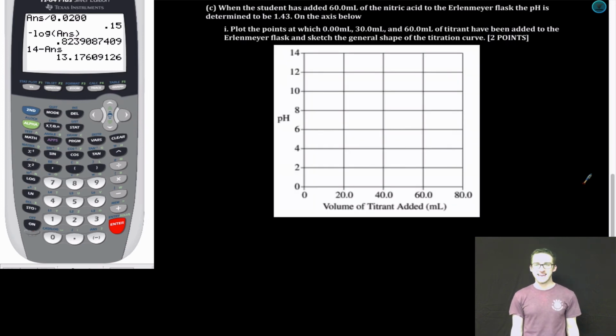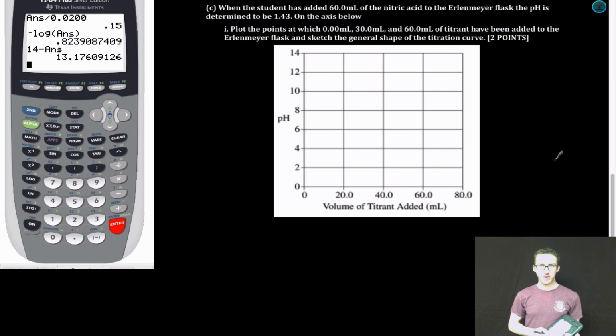When the student has added 60.0 milliliters of the nitric acid to the Erlenmeyer flask, the pH is determined to be 1.43. On the axis below, subpart I, plot the points at which 0.00 milliliters, 30.0 milliliters, and 60.0 milliliters of titrant have been added to the Erlenmeyer flask and sketch the general shape of the titration curve.